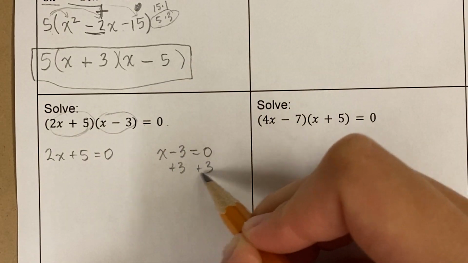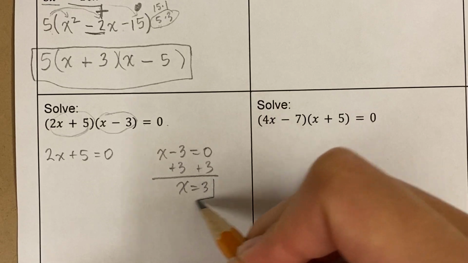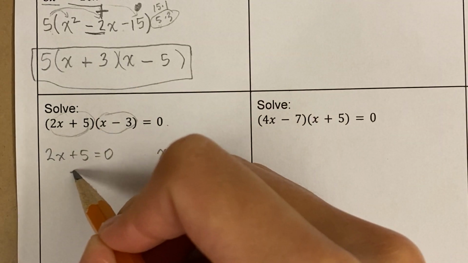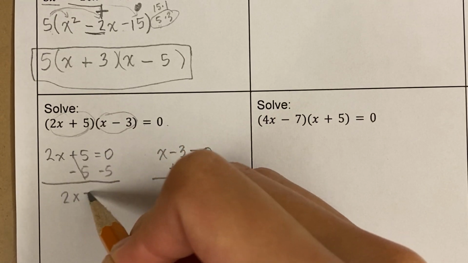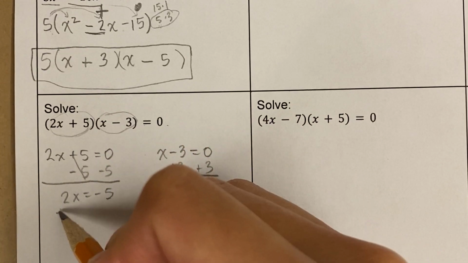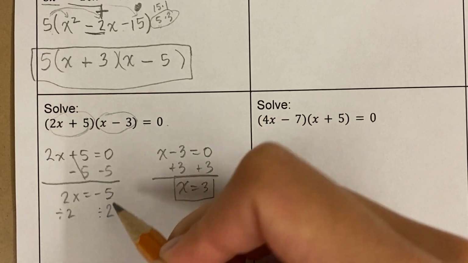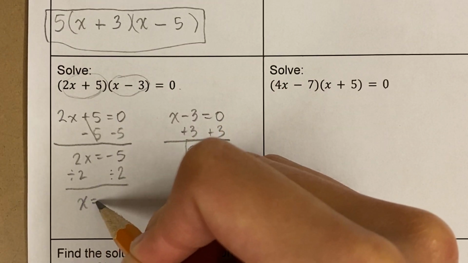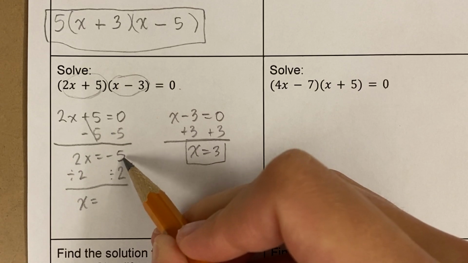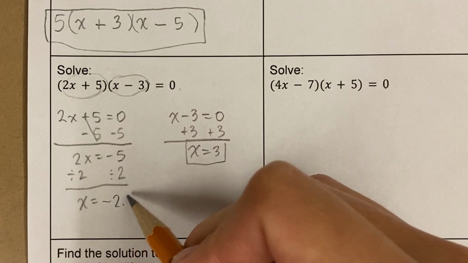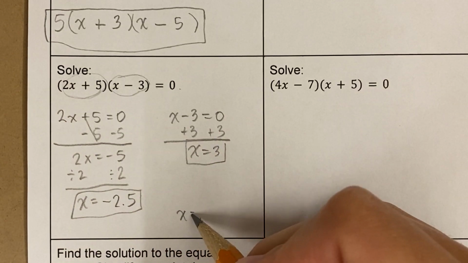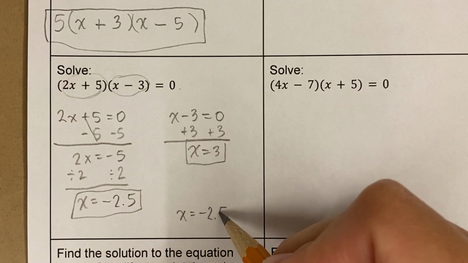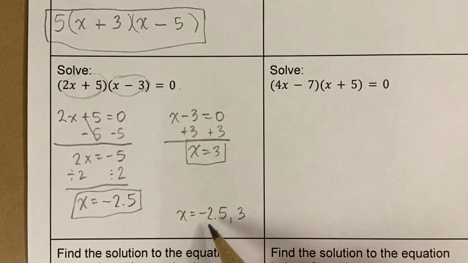Here, I just add 3 to both sides, and I am done. That's one of my answers. Here, there's a little bit more work to do. It's a two-step equation. 0 minus 5 is negative 5. I'm dividing by 2. You can put this in your calculator or leave it as a fraction, doesn't really matter. Negative 5 divided by 2 is negative 2.5. And so your answers are, you can leave it like this, or you can write x is either negative 2.5 or 3. If you're going to write it like this, put the smaller answer first. So the negative answer would go first in this case.